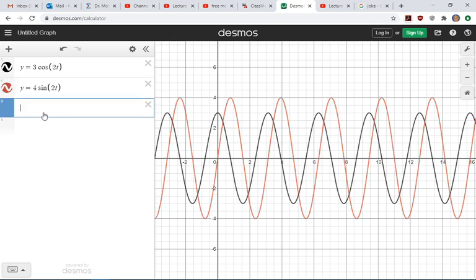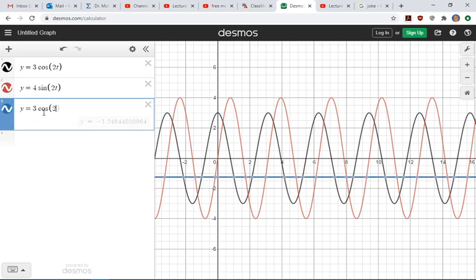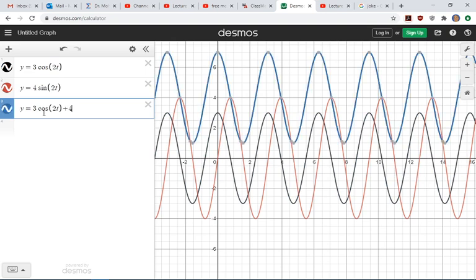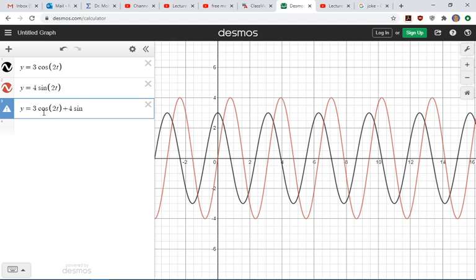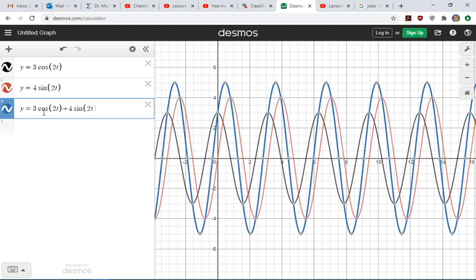Let's see what happens. So it says y is equal to 3 cosine of 2t, and then to that I add 4 sine of 2t. The colors are very similar to each other. Let's see if we can change it. Left click makes it green, and let me also expand this some. How do we expand it?